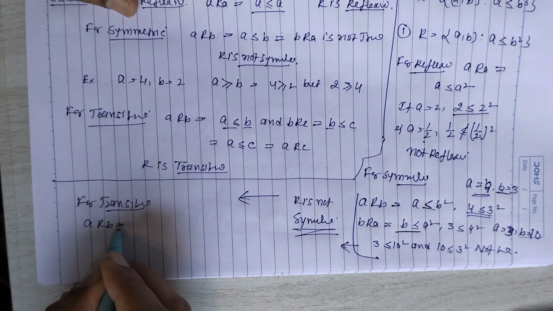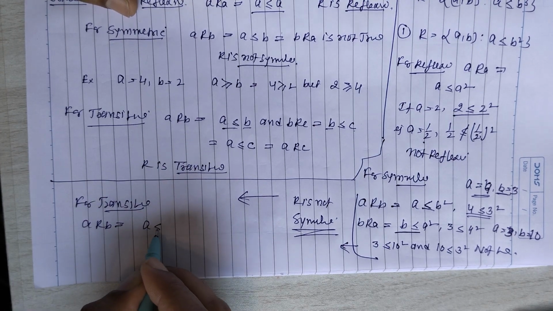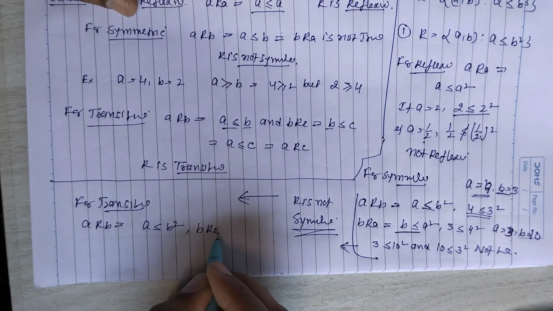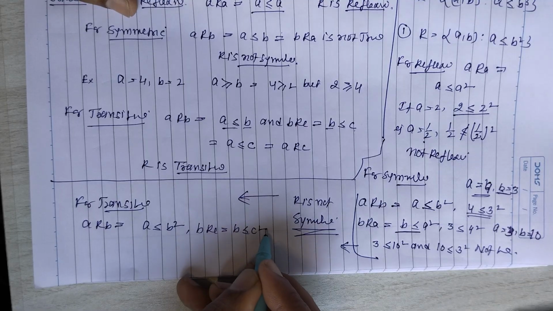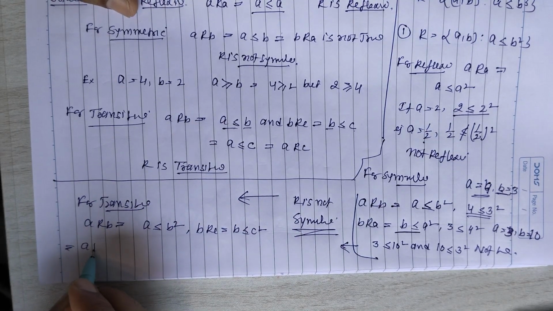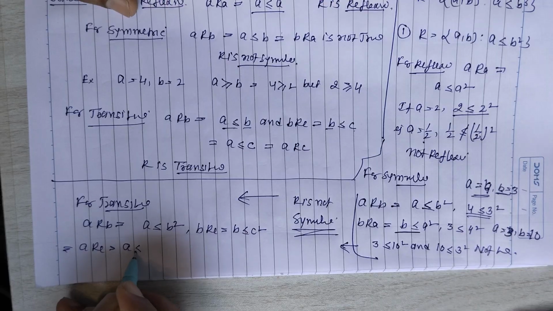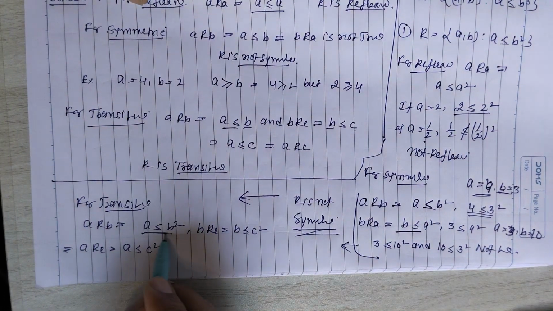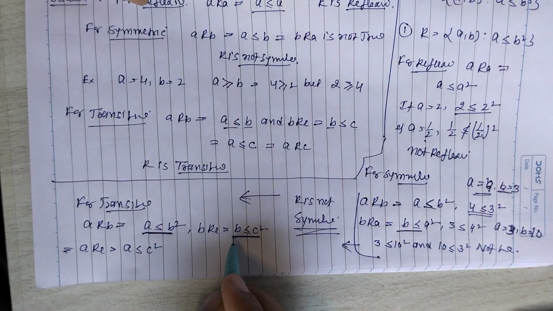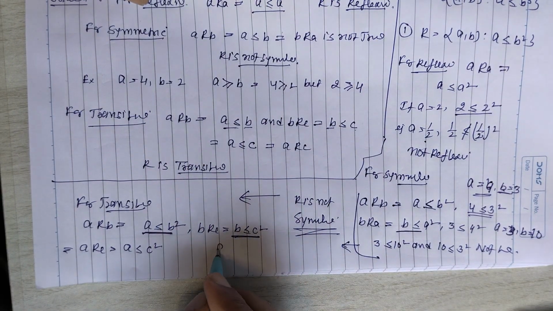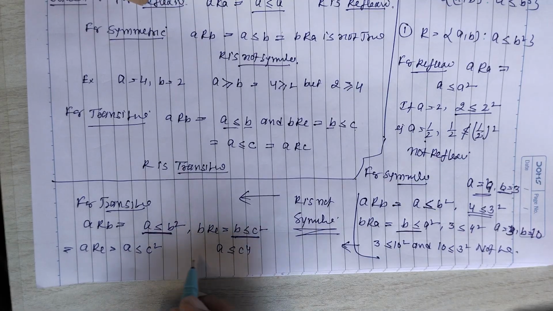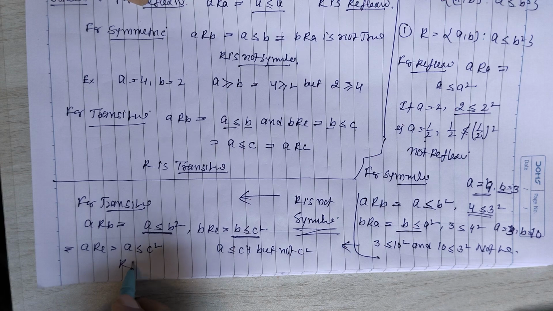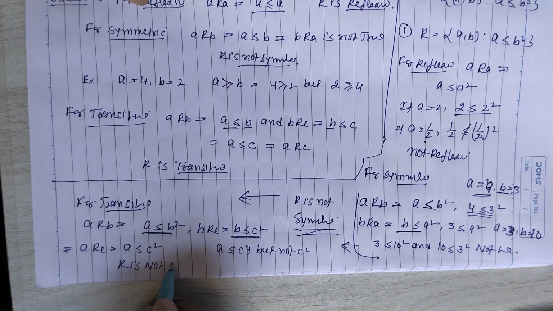a related to b means a is smaller than or equal to b², and b related to c means b is smaller than or equal to c², which would imply a related to c, a is smaller than or equal to c². It is not correct. Why? a is smaller than or equal to b², and substituting b, it becomes a is smaller than or equal to c⁴, but not c². So R is not transitive.